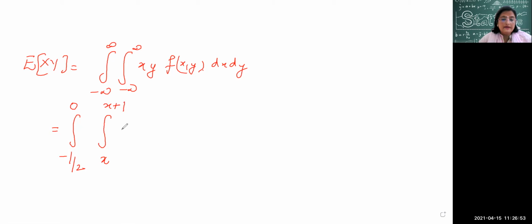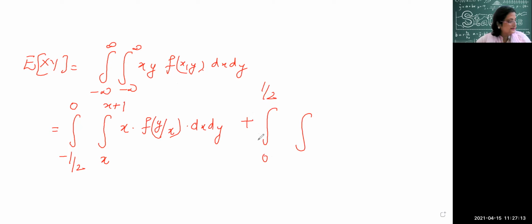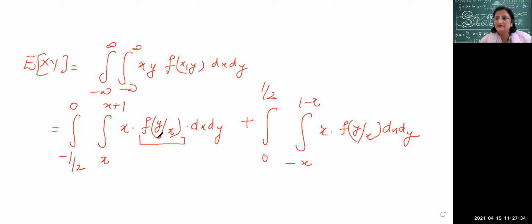फिर x into, अब यहाँ पे f of x,y किसका काम कर रहा है? f of x,y काम कर रहा है f of y by x का. ठीक है जी. You will write dx and dy plus integration 0 to 1/2. Then we have the limits here, minus x to 1 minus x. Again you will write here x into f of y by x dx dy. राइट. अब यहाँ पे सबसे पहले मुझे सॉल्व करना है इसको. इसकी वैल्यू क्या है? इस लिमिट के अंदर इसकी वैल्यू 1 है.